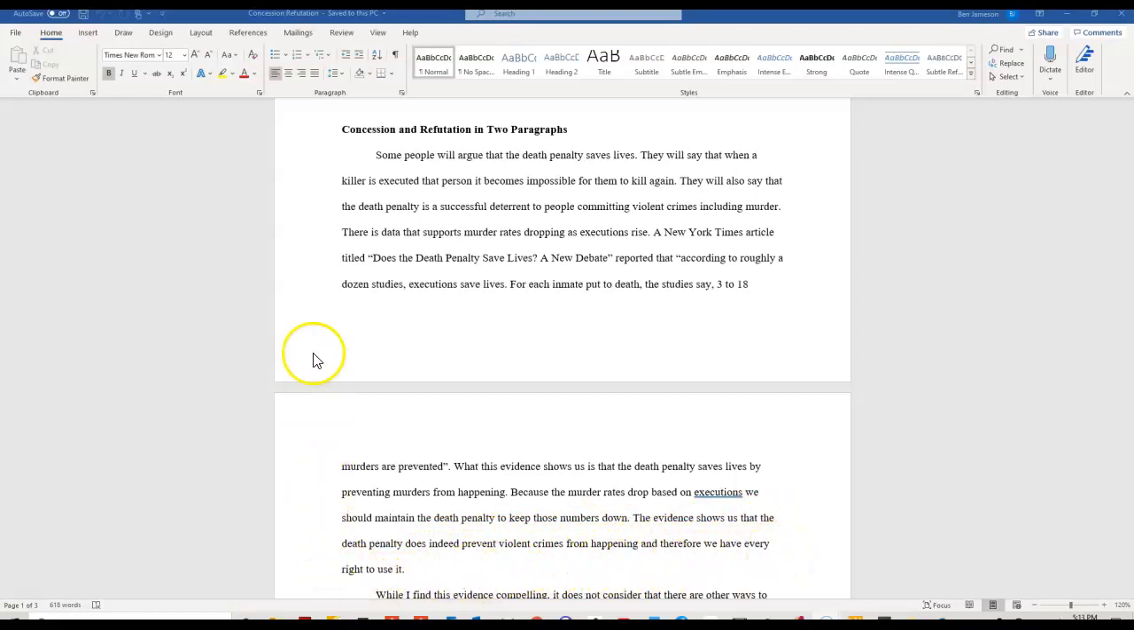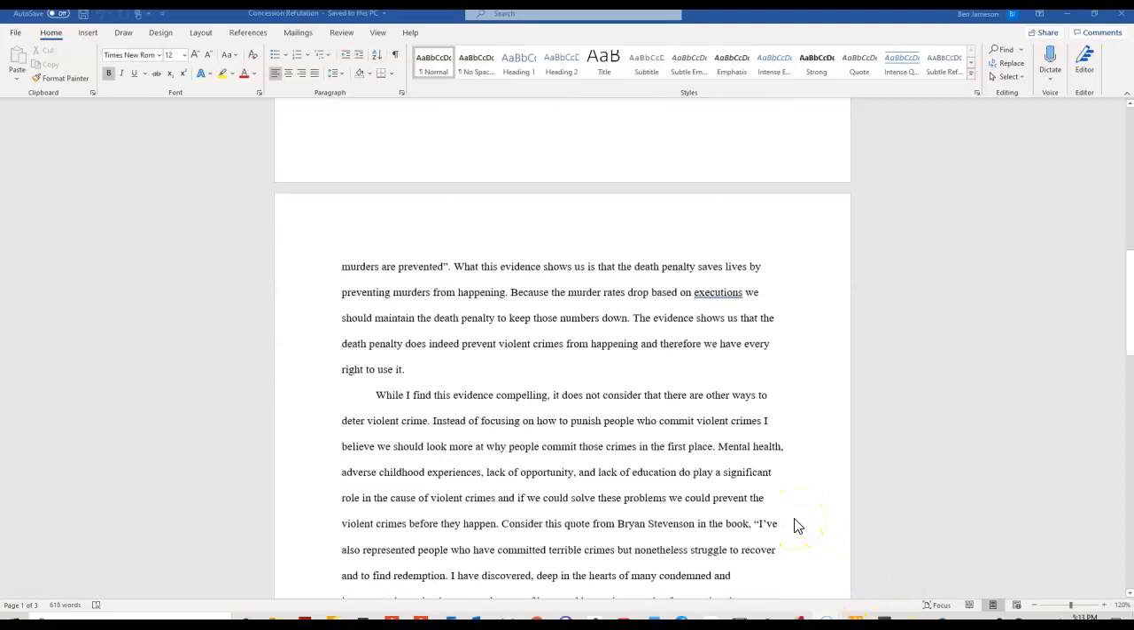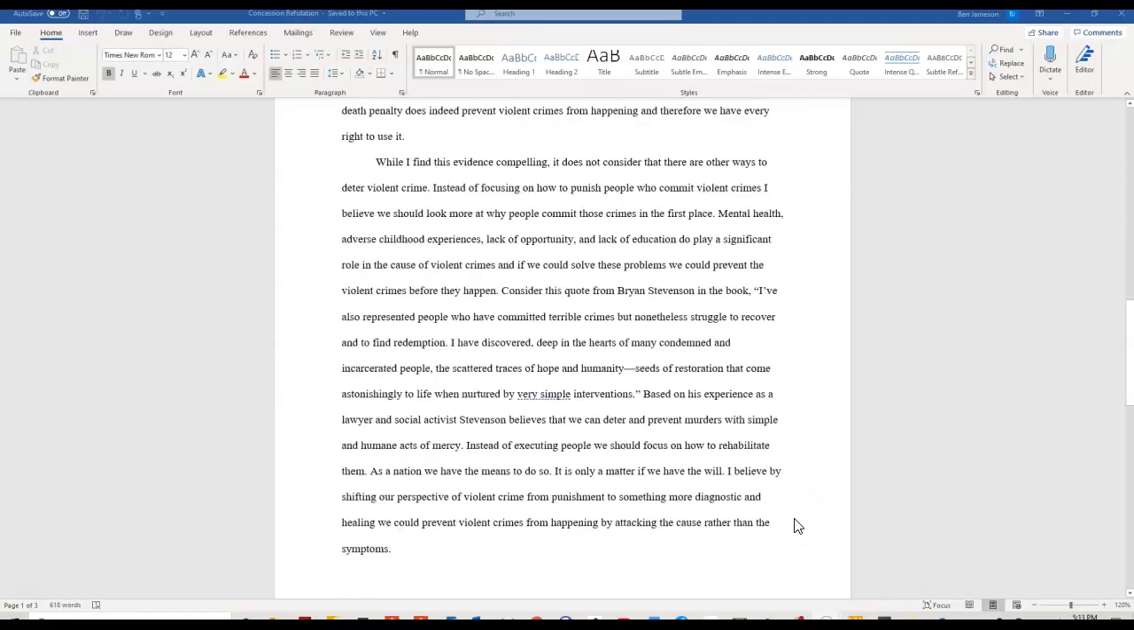So that's an entire paragraph from beginning to end, completely dedicated to highlighting and honoring a point that runs contrary to my overall argument. Now, in the next paragraph is when I start to refute or dismantle that point and try to assert that it's actually my position that's correct. So here's what the refutation in an entire paragraph might sound like.